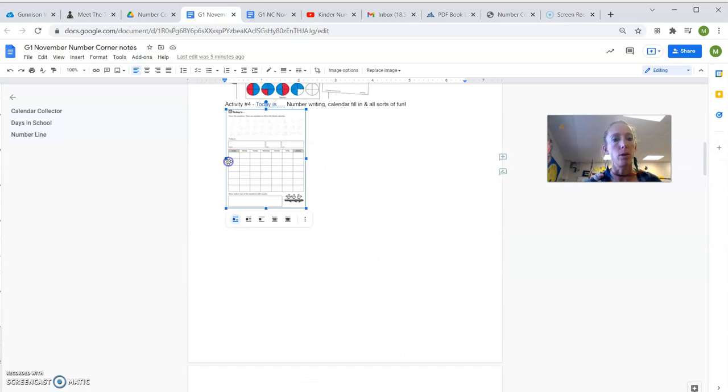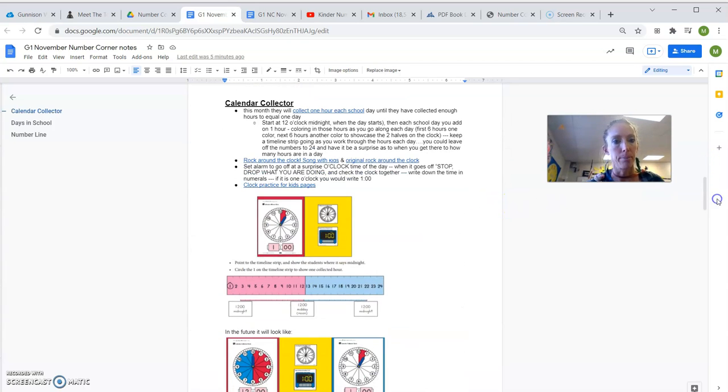So I really like that one, and I almost want to do it like once a week just to get a lot of number writing practice. But that is my group that needs that.